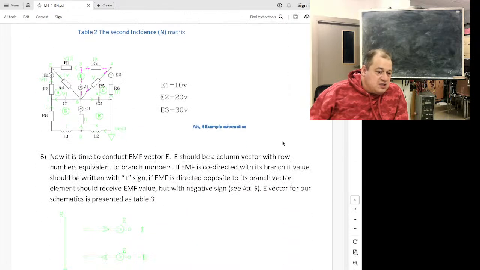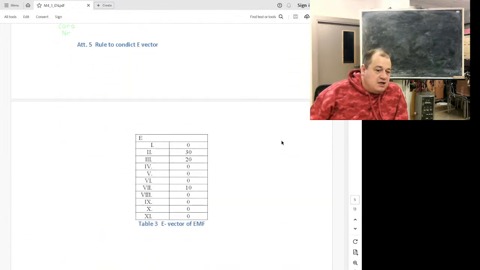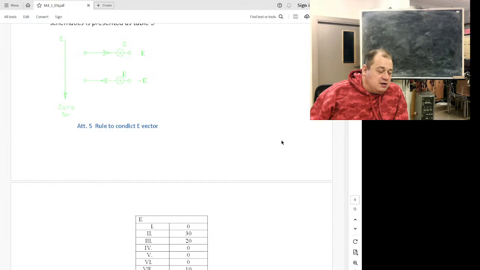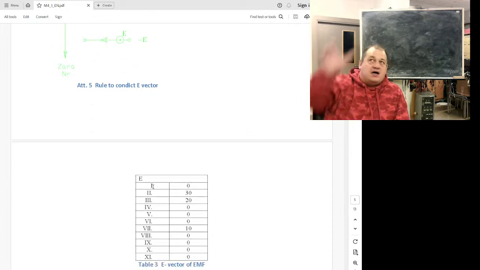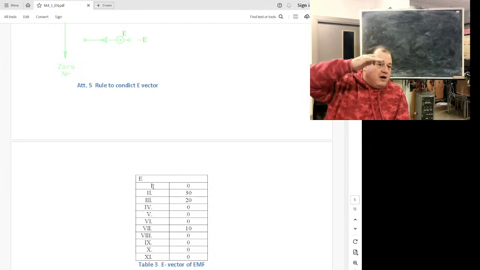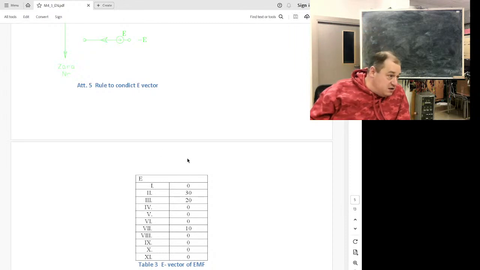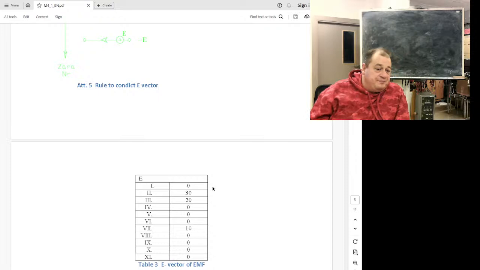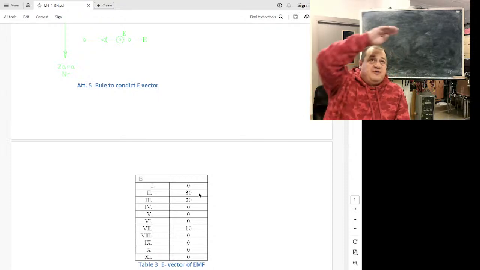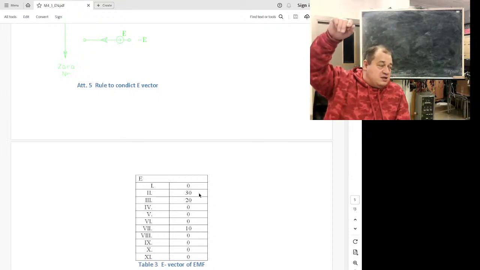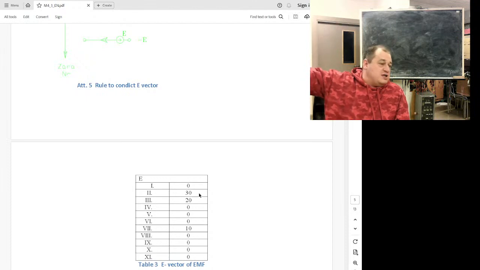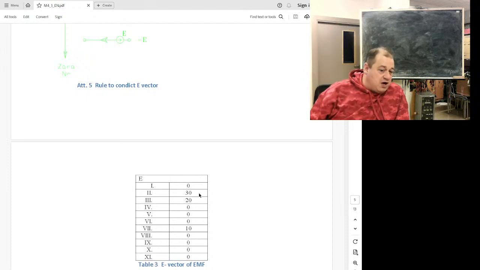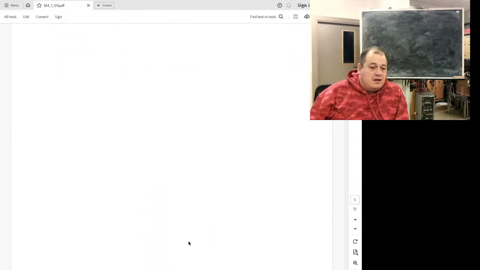Now, EMF vectors. Easy. It's connected by branch. So it's a column where a row is the number of a branch, as we did for the DC network. If the EMF is in the branch direction, write it with the plus sign. If it goes in the opposite direction, write it with the minus sign. You will get something like this. Good.